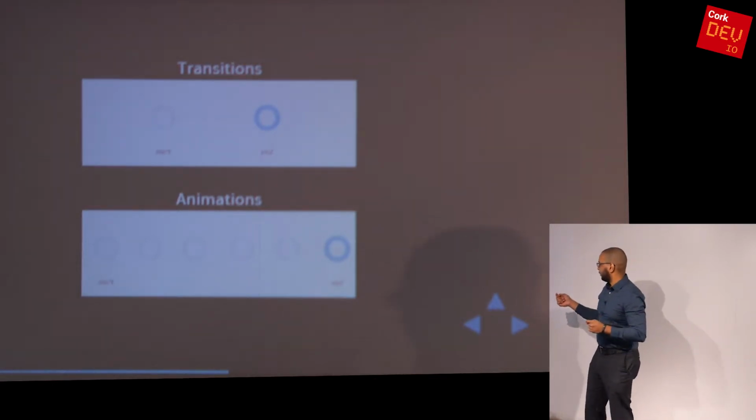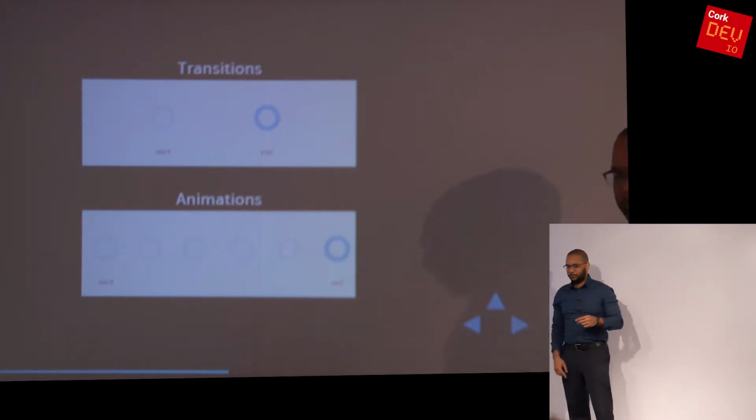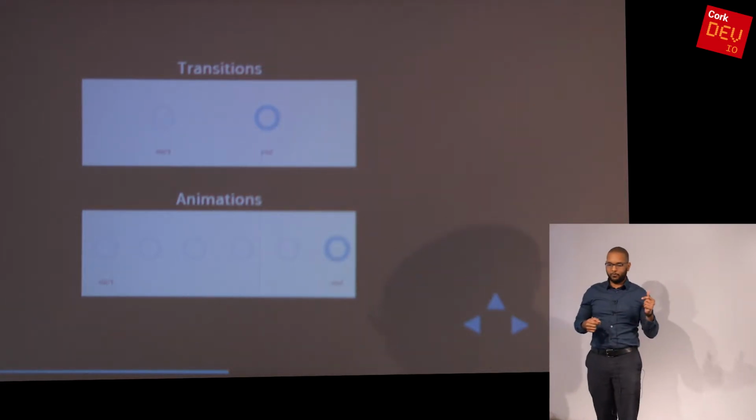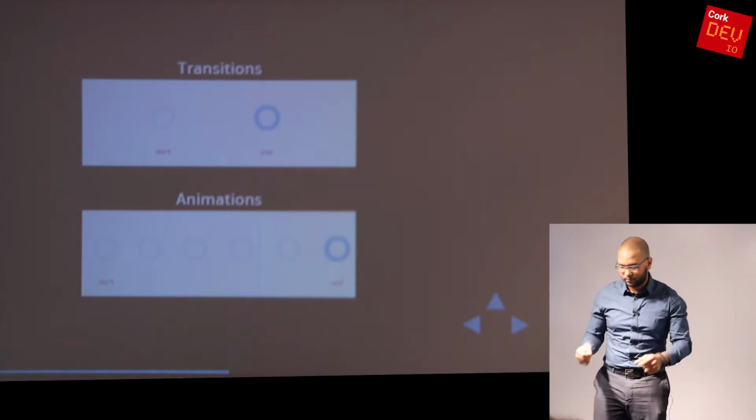But in animations, you can define points in between and do stuff in each one. Basically, it's an infinite number of points that you can define, because you can go from 0 to 100%, and you can do 0.1% or something like that.